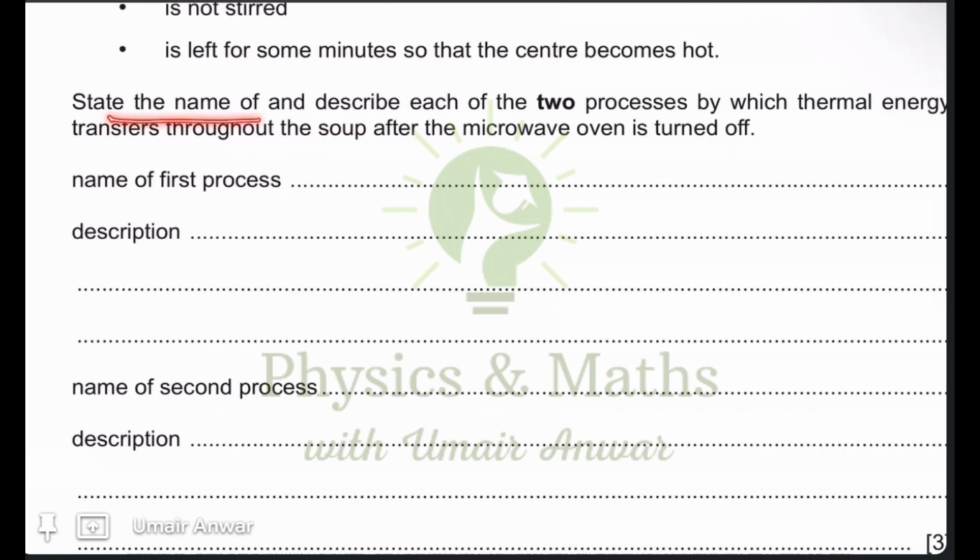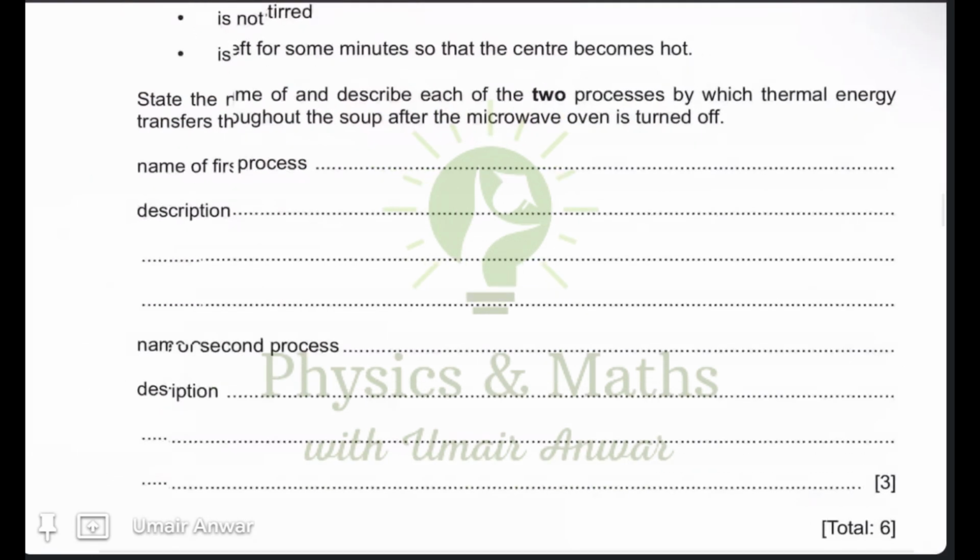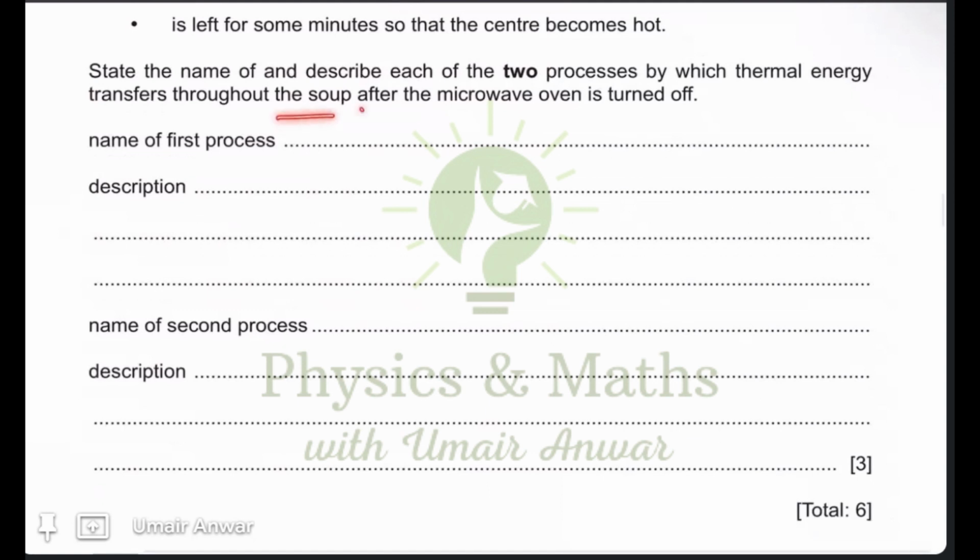State the name of and describe each of the two processes by which thermal energy transfers throughout the soup after the microwave oven is turned off. So the name of the first process: the first and most effective process in fluids through which heat is transferred is convection. And the second process which can happen here is conduction.